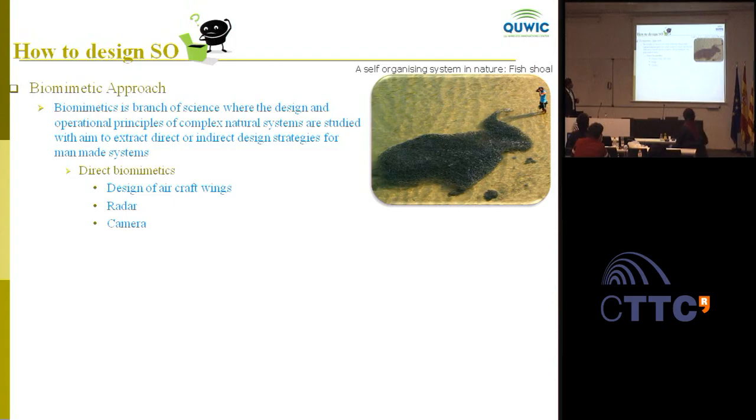It can be further broken down into direct biomimetics. Examples are the design of aircraft wings, radar, and cameras. The camera is based on the eye, radar is based on the bat, and the design of aircraft wings is based on birds. And this particular picture here, everybody understands what that is? Oh yeah, fish, cool. This fish is scaring away the other one by looking like a big fish, but it's actually hundreds of very small fish.